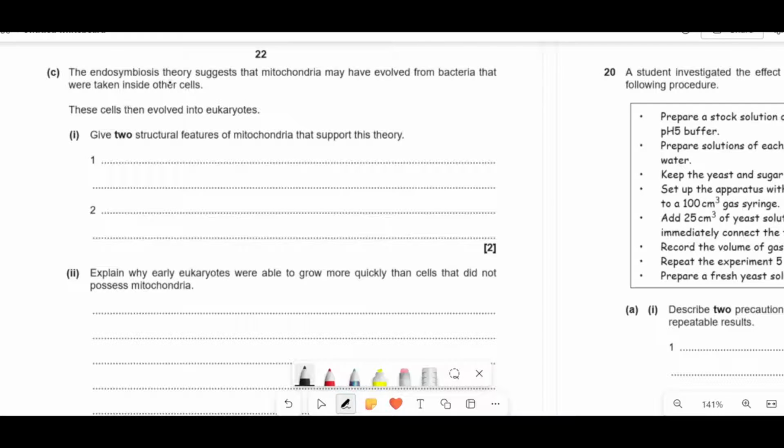The endosymbiosis theory suggests that mitochondria may have evolved from bacteria that were taken in by other cells. These cells then evolved into eukaryotes. Give 2 structural features of the mitochondria that support this theory. So this theory is that back in the day, these were like chilling bacteria or prokaryotes just having a great time. And then another cell was like, I'm going to eat you, but I'm not going to digest you if you make stuff for me. And if you make ATP for me, we'll be happy. So this guy was like, all right, fine. I'll do that for you.